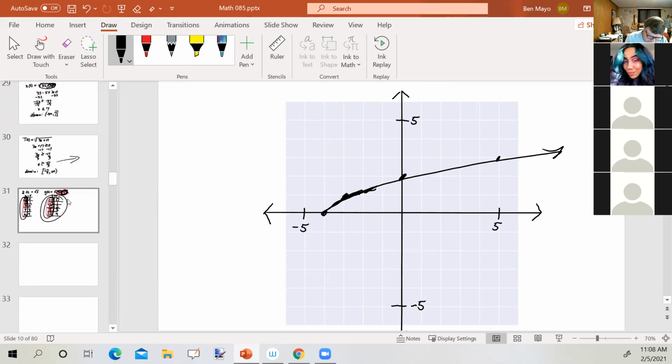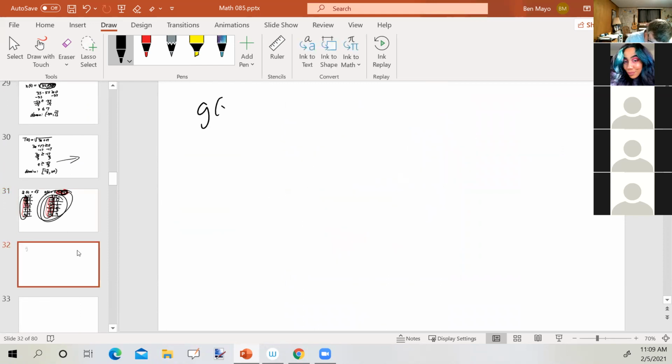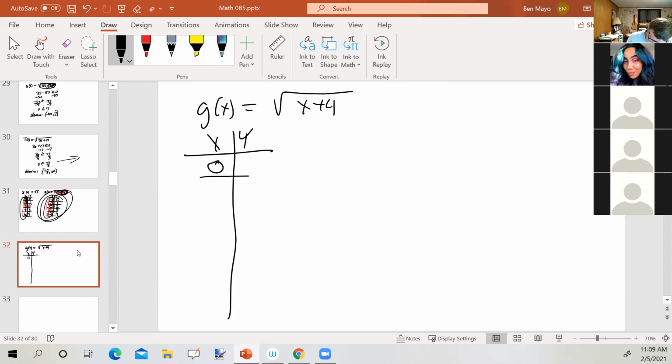Tell you what, let's do this a different way. Let's go back to here. G of x equals the square root of x plus 4. And let's just go ahead and pick, how about 0, 1, 2, 3, 4, 5. Let's just do that, okay? If x is 0, what's 0 plus 4? 4. What's the square root of 4? 2. If x is 1, what's 1 plus 4? 5. What's the square root of 5?